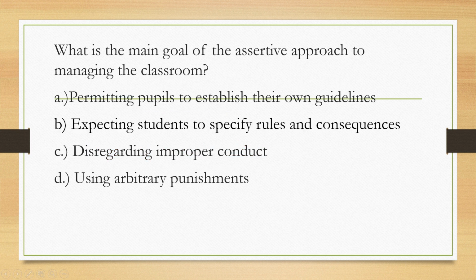What is the main goal of the assertive approach to managing the classroom? A. Permitting pupils to establish their own guidelines. B. Expecting students to specify rules and consequences. C. Disregarding improper conduct. D. Using arbitrary punishments. Correct. The answer is B. Expecting students to specify rules and consequences.